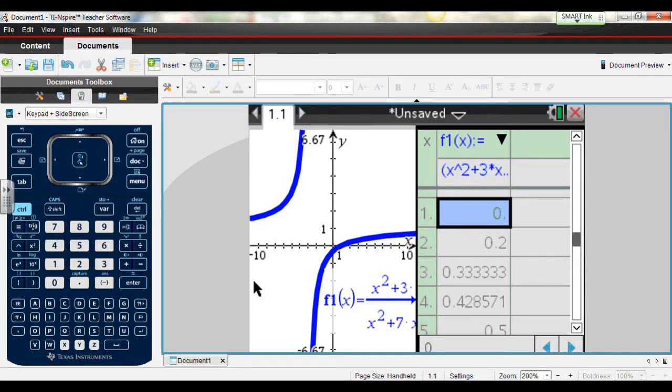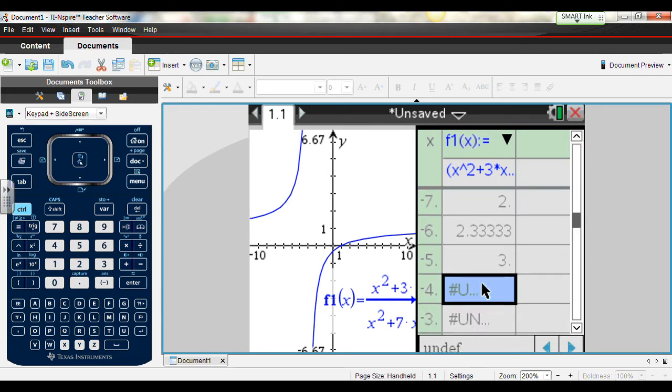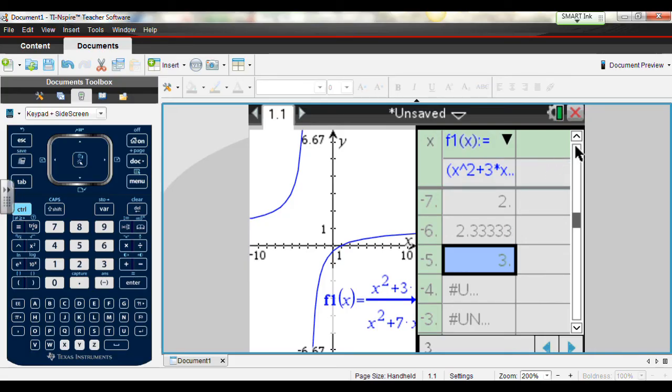So I'm going to scroll up in my table to my -3, and I see that it's undefined. I also see at -4 that it is undefined. That's where I have a hole. So I'm going to come back to that in a minute. So I'm going to look at -5, and it has a y coordinate of 3. So I'm going to plot that point on my graph. Then I'm going to scroll up a little more, and I can see at -7 I have another good point at +2.